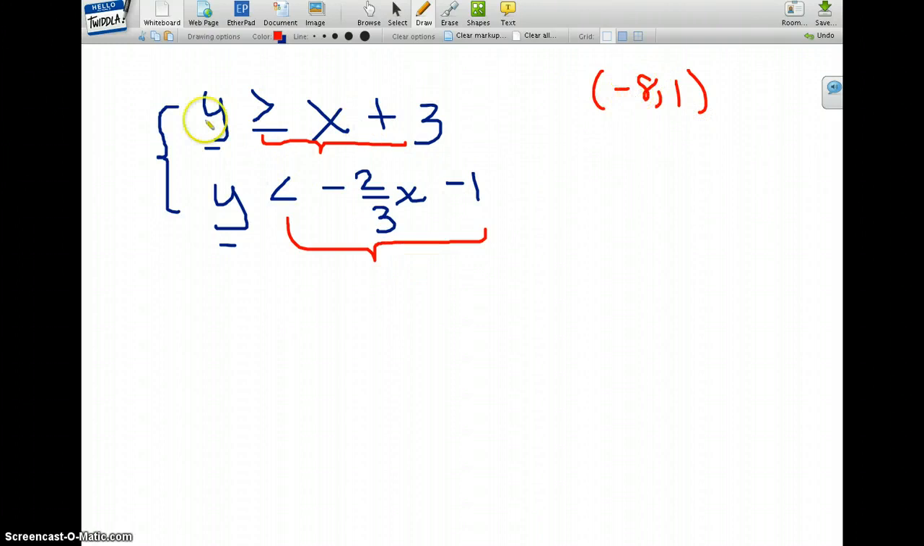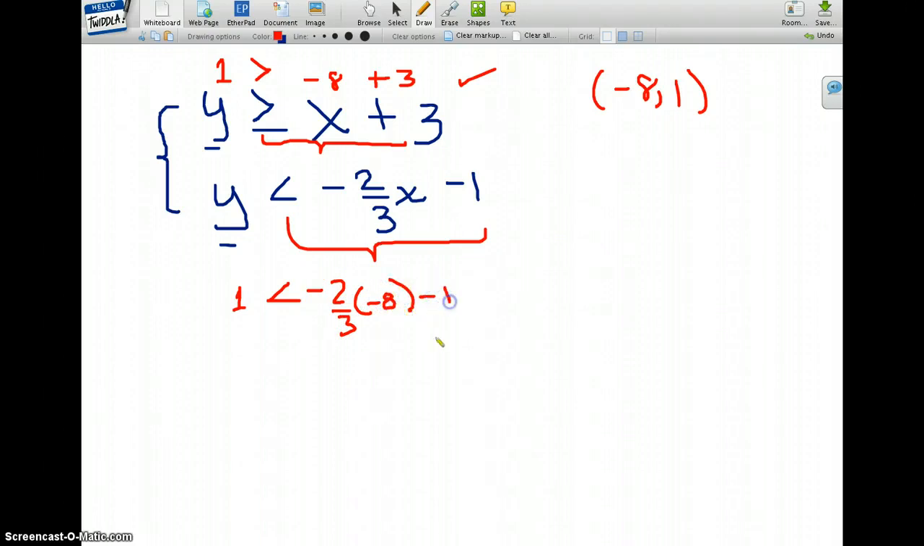Let's check it out. x is negative 8, so I'm going to put negative 8 for the x and then add 3. I want to check if the y value, which is 1, is going to be bigger than that. When I work this out, 1 is bigger than negative 5. So yes, it works in the first one. Let's try the second one. y is 1, is it less than negative 2/3 times negative 8 minus 1? Let's do the math.